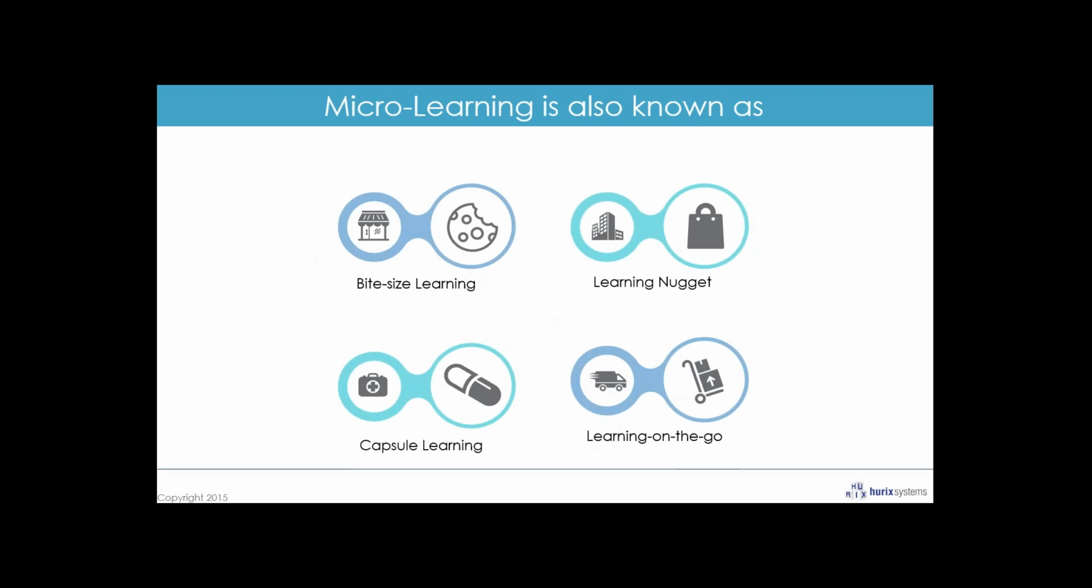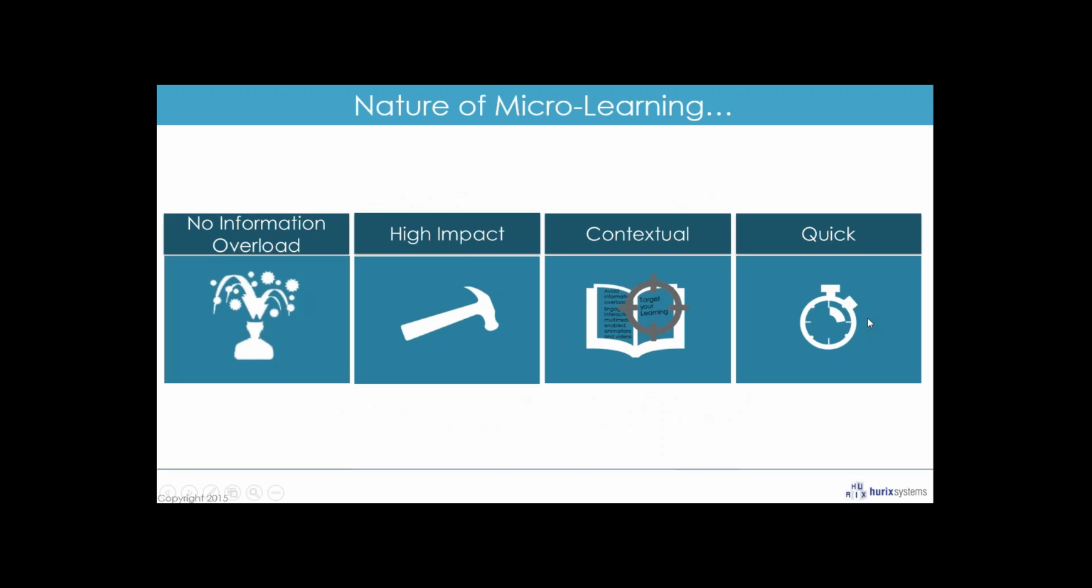People from various industries call it by different names, but yes, it is a matter of the nomenclature they have. People call it bite-sized learning. They call it learning nuggets. They call it capsule-based learning, or learning capsules, or learning on the go. So there are various terminologies floating around in the industry, but it is more to do with micro learning or modular learning principles. So we will keep everything in context.